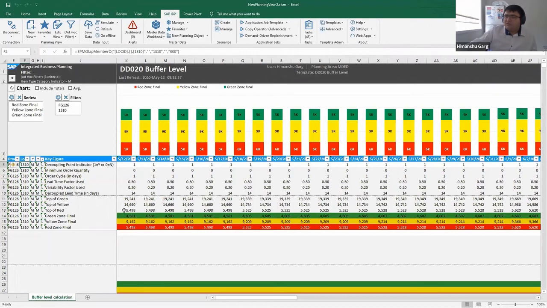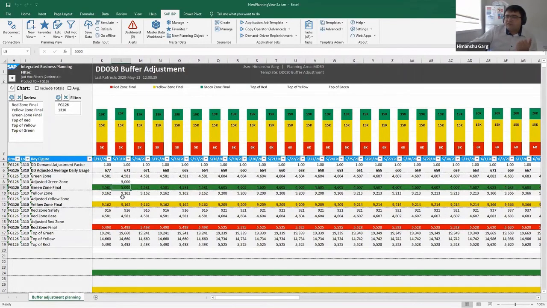So here you can see the buffers that the system has calculated, right? Green zone, yellow zone, and red zone, and all these three rows are just beginning with red and then adding yellow on top of it and then green on top of it. So the maximum inventory that you should hold for this day is 19,241, and if you are equal to or below 14,660 but above 5498, then you are in the yellow zone. If you are at 5498 or below, you are in the red zone. So that's the information contained in this view.